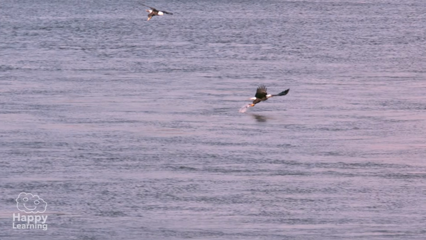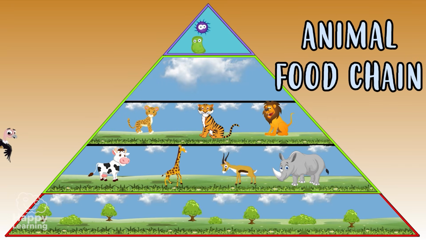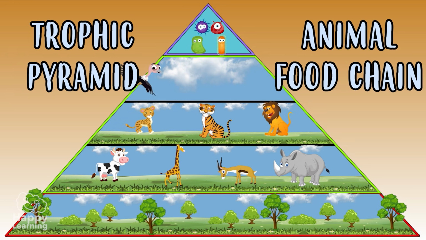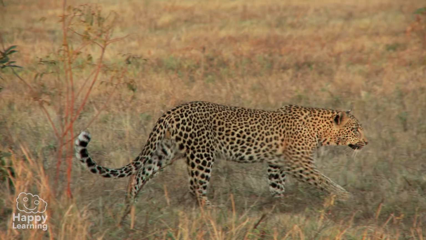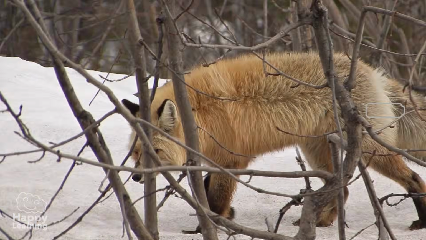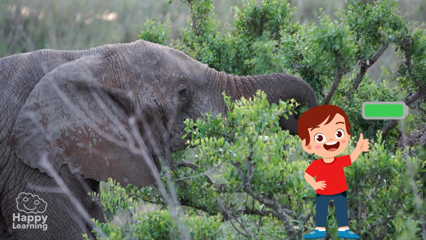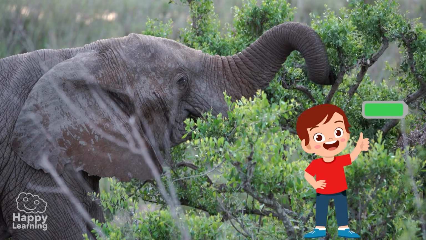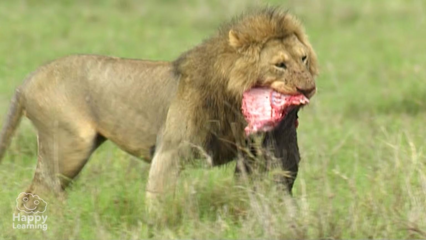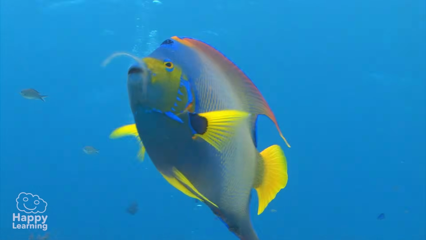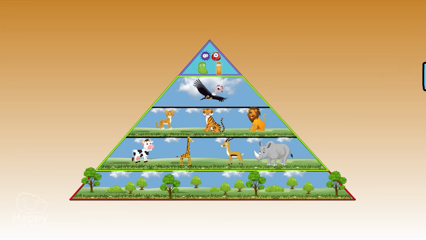Today we're going to learn about the animal food chain, also known as the trophic pyramid. Every living thing needs energy in order to live, and this energy is found in the food they eat. Living creatures are situated on various levels of the food chain, depending on what they eat.